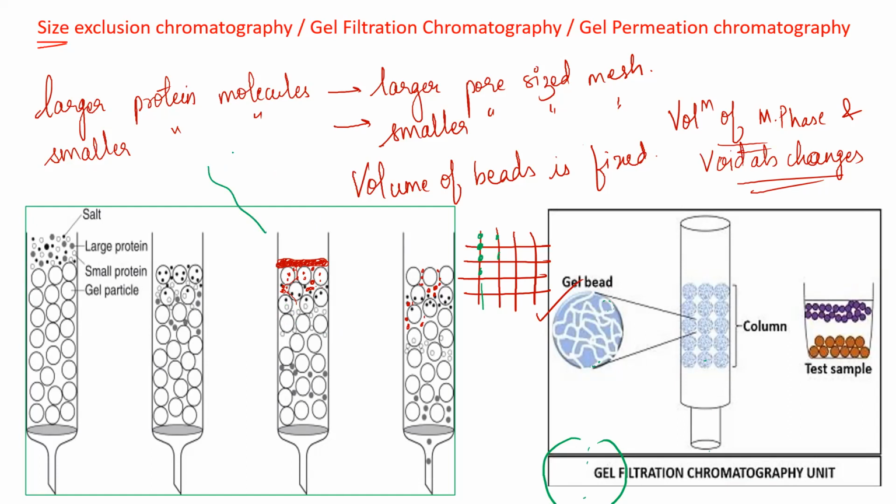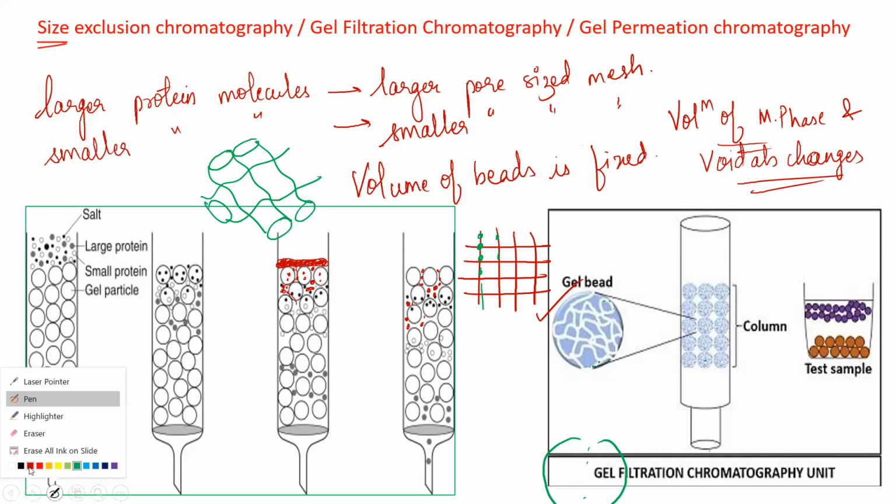So suppose this is my mesh network, and this is going to be my pore size. What is going to happen? A large one may not be able to enter because of its size, but if there is a small protein of this size, it is easily able to enter into the pore, while one larger than this pore may stay outside. So where will it stay? If it does not enter into the bead, it is going to stay in the mobile phase only.